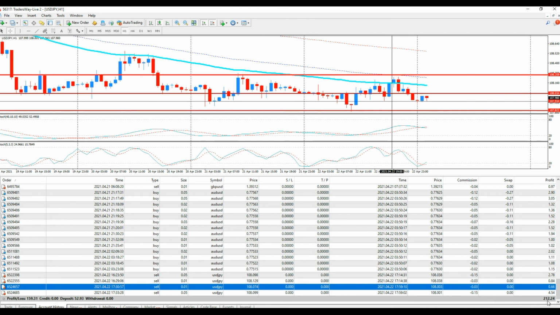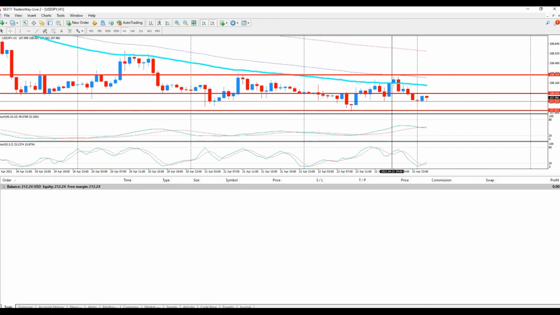So that pushed the account to 212.24, which is what I wanted to do for this week, because the account started at the start of this week at 106 and some change. So I wanted to at least take the account to $212 to make it 100% for this week.